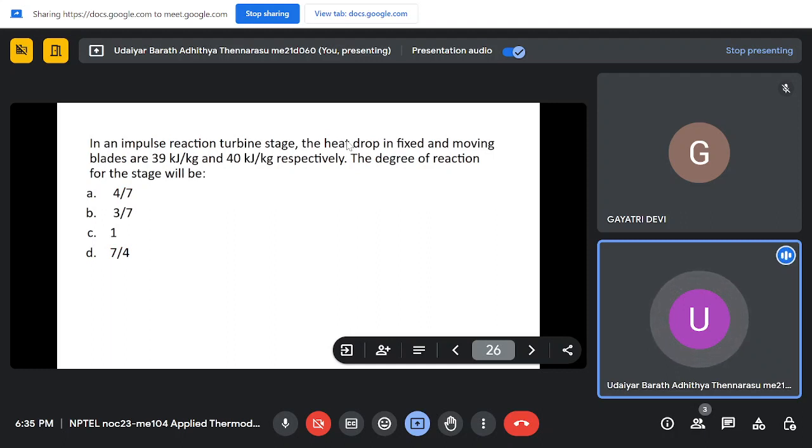So the next question is, in an impulse reaction turbine stage, the heat drops in fixed and moving blades are 30 kilojoules, not 39 kilojoules, 30 kilojoules and 40 kilojoules per kg respectively. The degree of reaction for the stage will be, so in fixed blade you know that heat drop is 30 kilojoule and moving blade is 40 kilojoule. The options are 4/7, 3/7, 1 and 7/4.